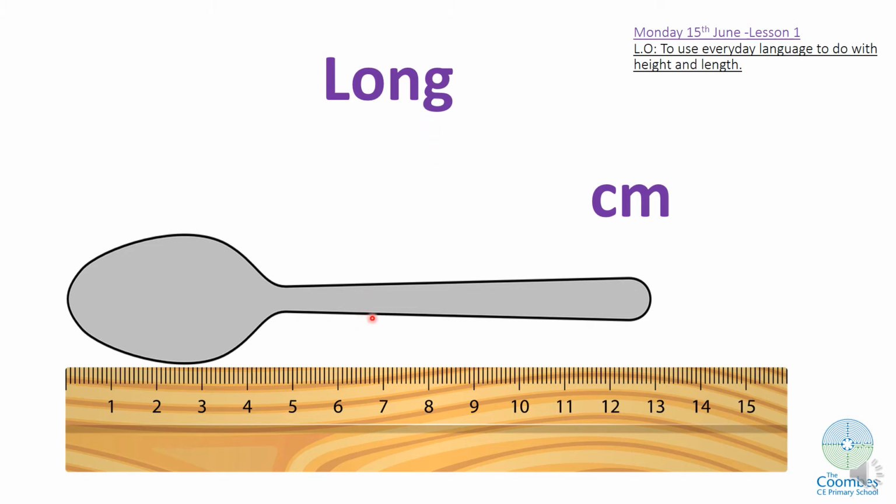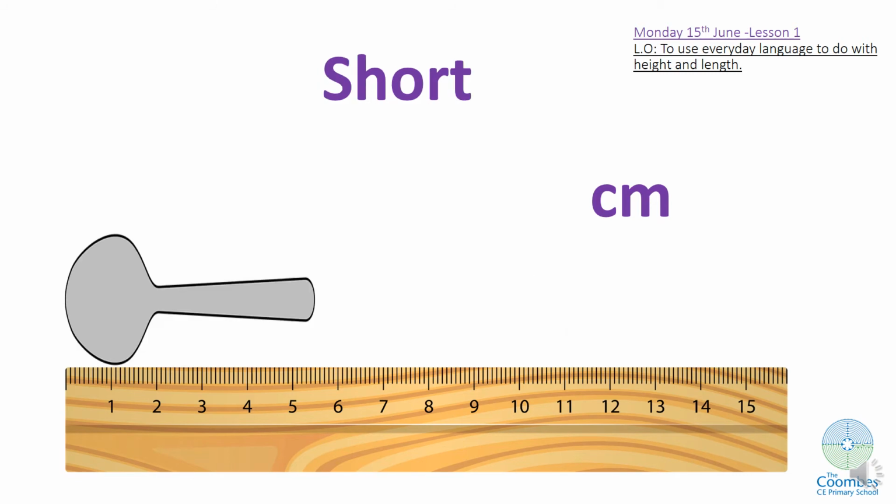So down here, this is an example of something that's long. This is a tablespoon. So this is a sort of spoon that you would use to eat your soup with. And if you have a look at the ruler down here, remember I said that the rulers that we use in school, they are measuring in centimetres. That's handy to know. So this ruler down here, this spoon goes all the way up to the number 13. So this is a tablespoon that is long.